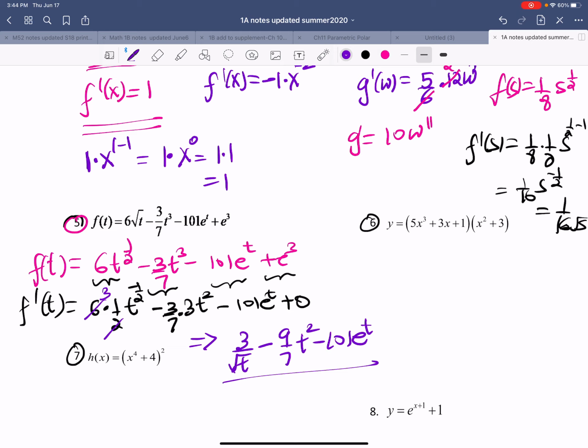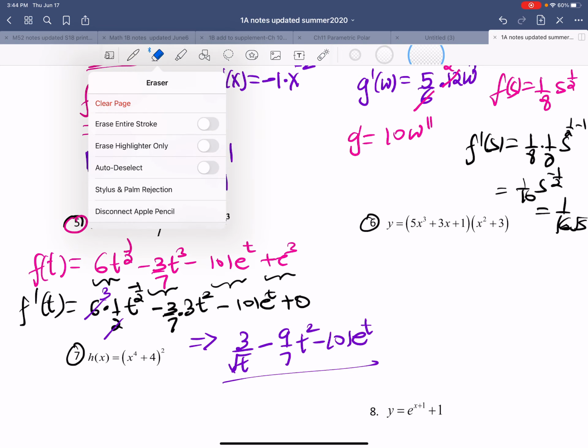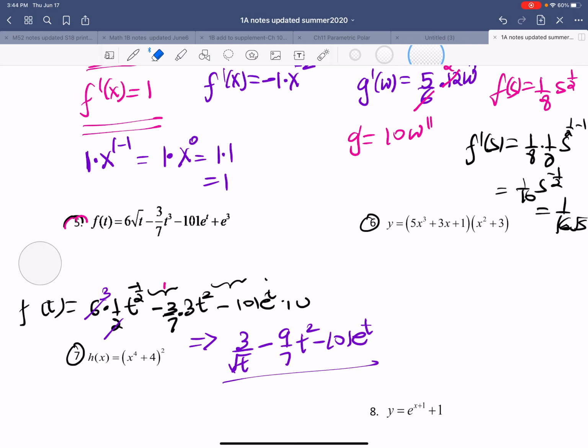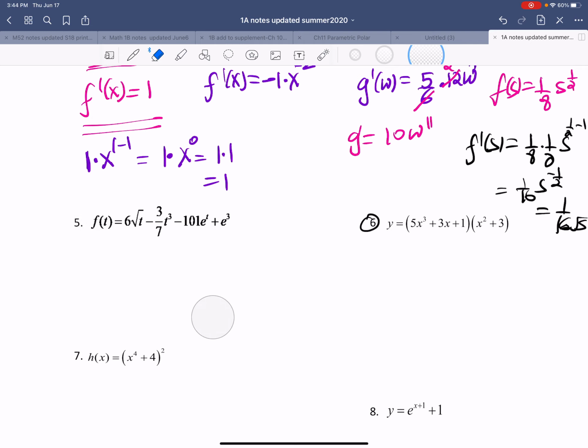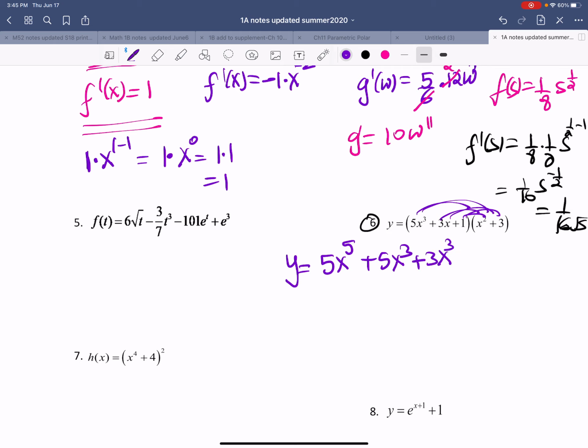For number 6, looks like I have a product of two functions. So how do we find the derivative when we have a product of two functions? Later on, we will learn the product rule for derivatives, but right now we haven't talked about the product rule. So I'm just going to go ahead and distribute and open up the bag. So y comes out to be 5x to the third times x squared, which is 5x to the fifth, plus 5x to the third plus 3x to the third plus 9x plus x squared plus 3.